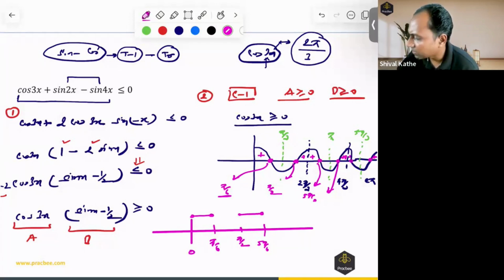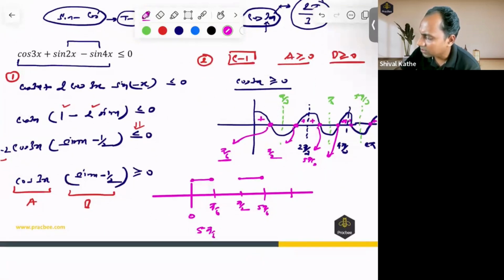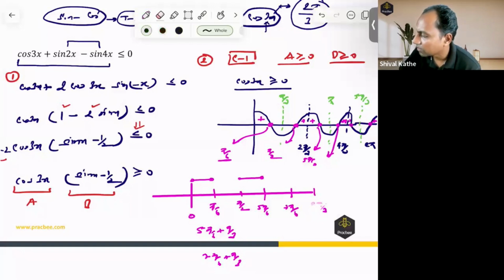And then next what will happen? If I start from 5 pi by 6, I will have to add pi by 3. So 5 pi by 6 plus pi by 3 would be how much? 7 pi by 6. And if I add pi by 3 again, 7 pi by 6 plus pi by 3 will become 9 pi by 6, which is 3 pi by 2, sorry. So I'm just adding pi by 3 and writing the next value. That is what I'm doing.